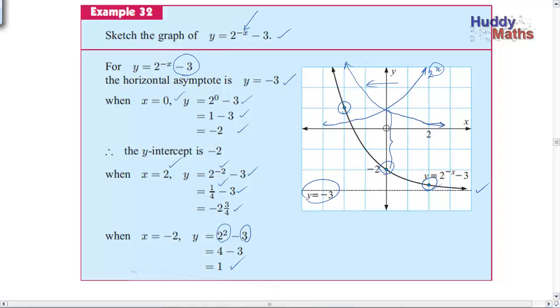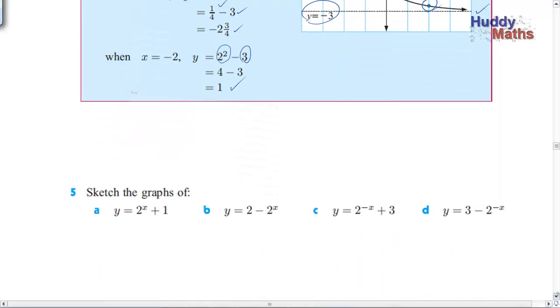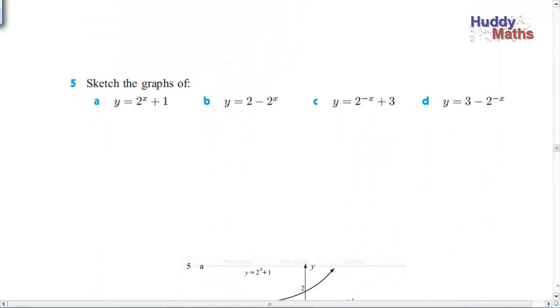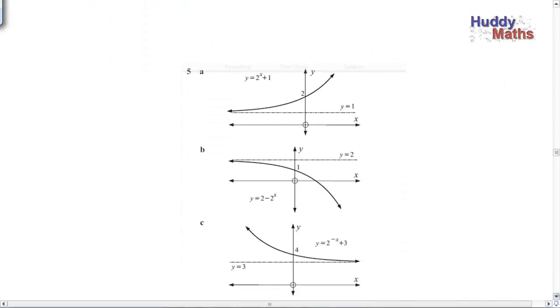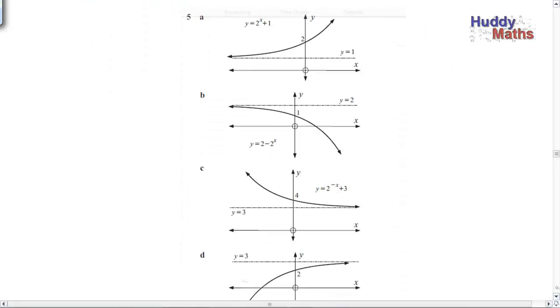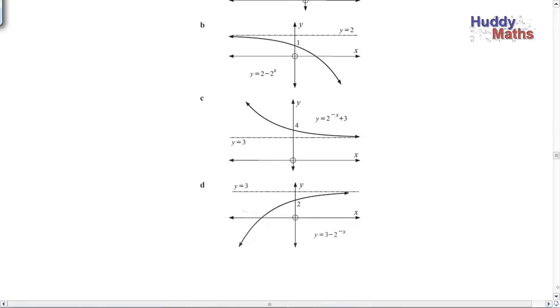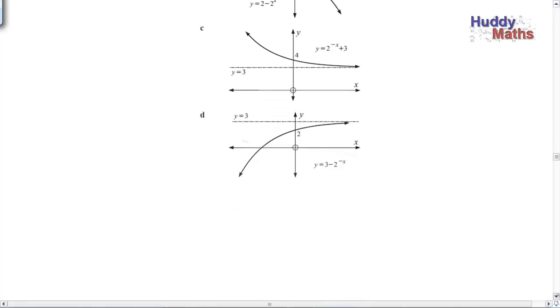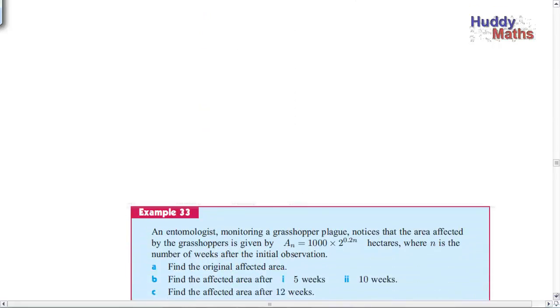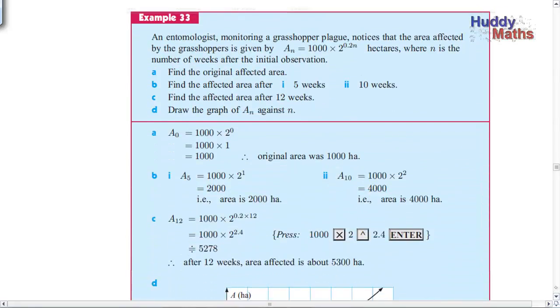All right, let's have a look now at doing some. So here you are, sketch some graphs of these. Try and do it by hand. You can check it with technology, or I'll show you the answers now. 5A, B and C. Let's have a look at D. And let's go on. Do another one.